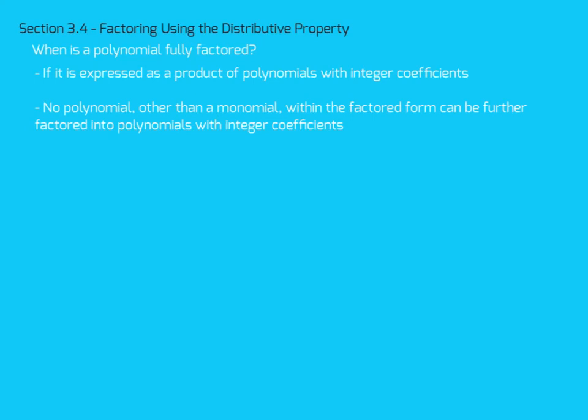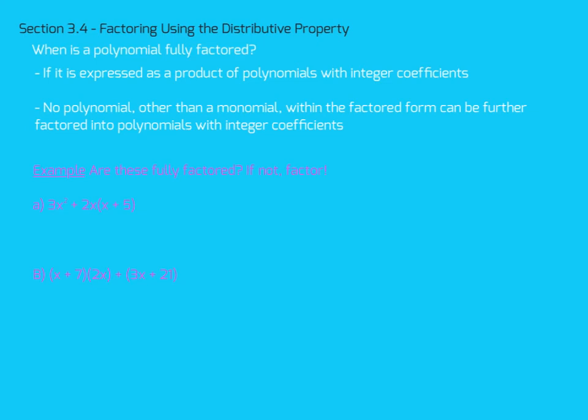The second thing that must be true is that no polynomial other than a monomial within the factored form can be further factored. Basically, if you can continue to factor, you must continue to factor. And again, when you further factor, it has to be a product with integer coefficients. I've got just a couple more examples for you.